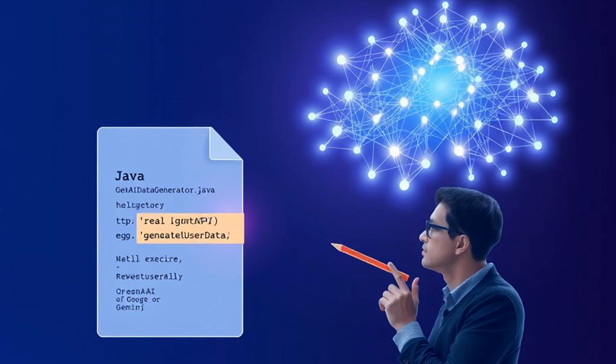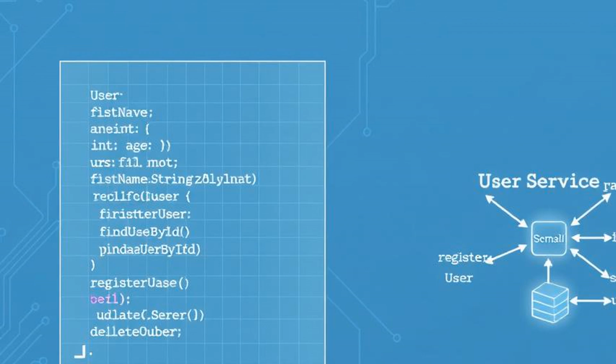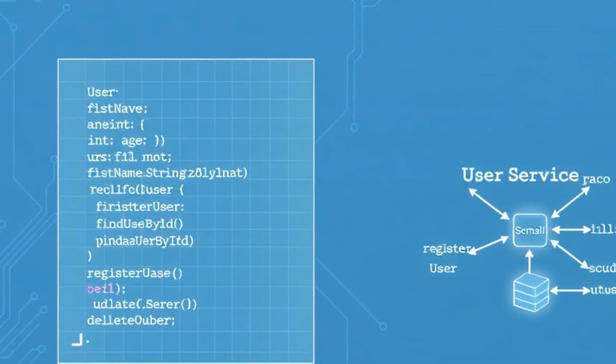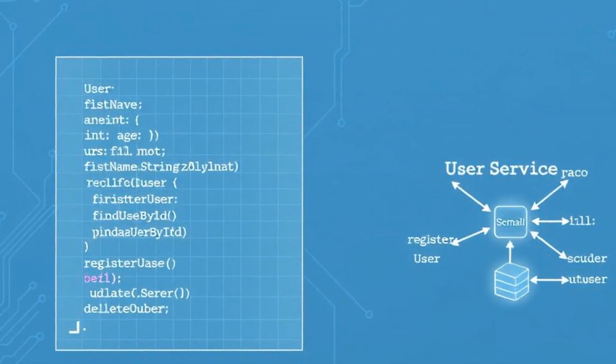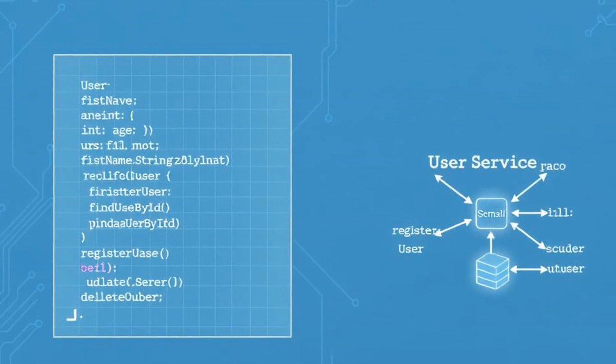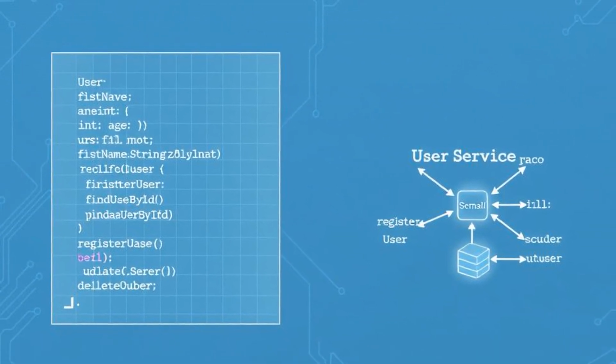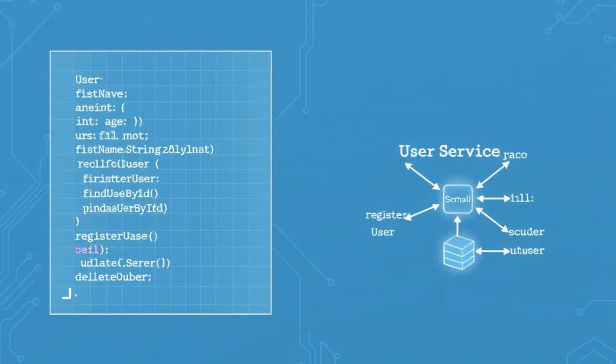So, how does this magic happen? Let's look at the conceptual architecture behind it. At its core, the process involves three main stages. First, you formulate a natural language prompt, describing the specific test data you require. This prompt is then sent to a generative AI model, like OpenAI's GPT or Google's Gemini, via their API.